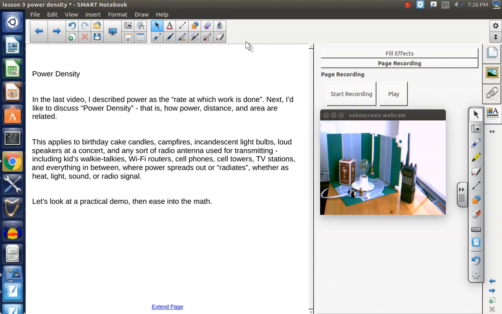And I'd like to suggest the idea of power density here applies to birthday cake candles, campfires, incandescent light bulbs, speakers, any sort of radio with an antenna. I've got a walkie-talkie here. This happens to be for amateur radio use, but basically any sort of transmitter with an antenna. My Wi-Fi router's hiding around behind the Lego at the moment. Cell phones, cell towers, TV stations, anything else where power spreads out, whether in the form of heat or light or sound or radio signal. So let's start with this demonstration, and after that we'll get into some math.